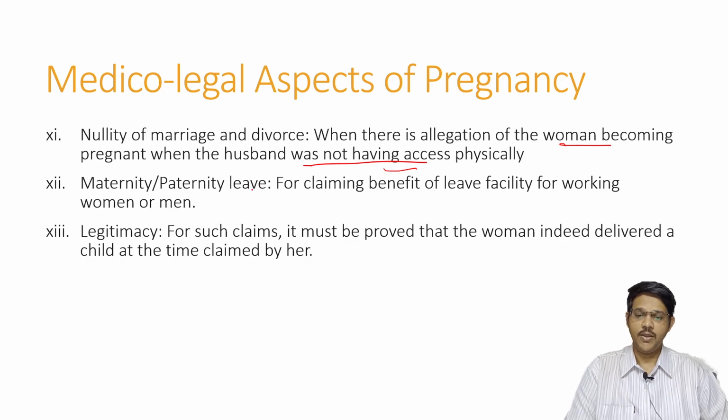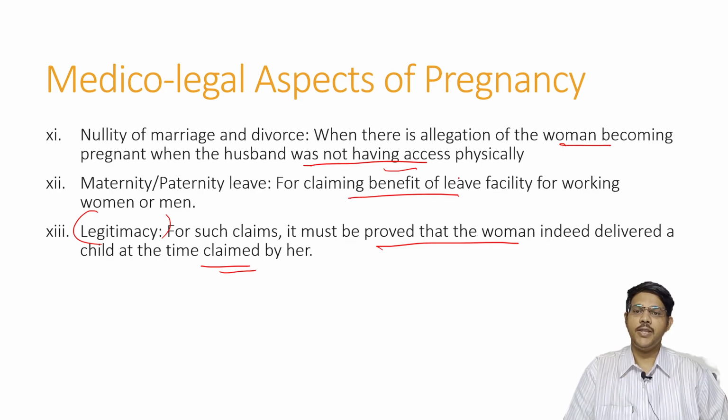In case of maternity or paternity leave, for claiming the benefit of leave, sometimes a person may say that she is pregnant, or a man may claim his wife is pregnant and try to get the paternity leave. In case of legitimacy, for such claims, it must be proved that the woman indeed delivered a child at the time claimed by her. Legitimacy of a child born of an unmarried woman also becomes very important.